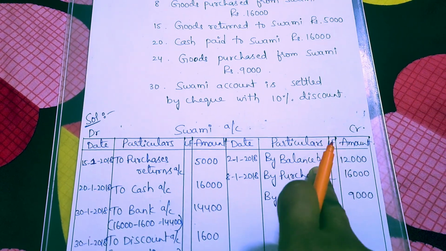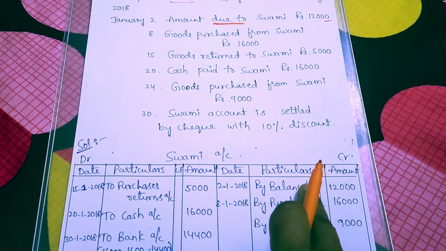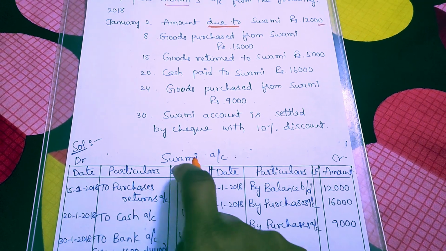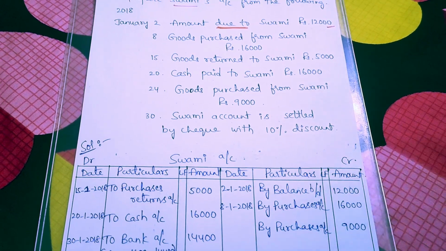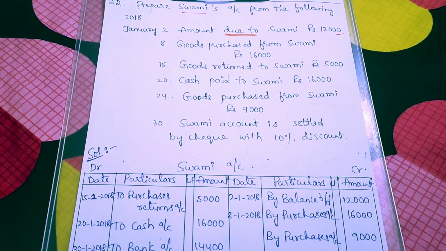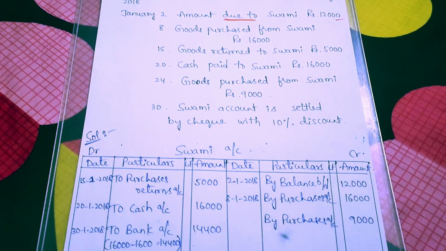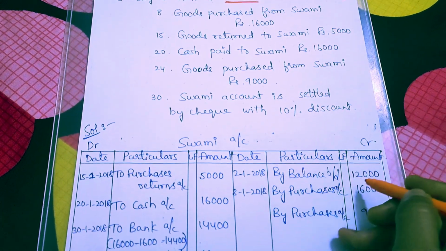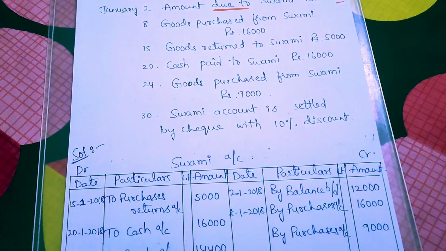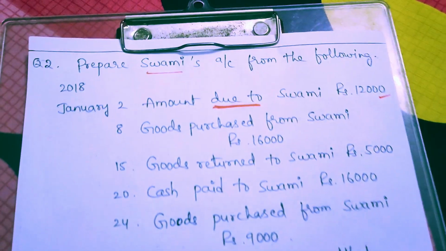Why we recorded here? Because if any amount is due to Swami, here Swami account we are preparing, then we should write on the credit side only. If it is due from, then we should write on debit side. But it is due to, so we should write on credit side. That is why we recorded on credit side 12,000 rupees. Okay. Let us move to next one.